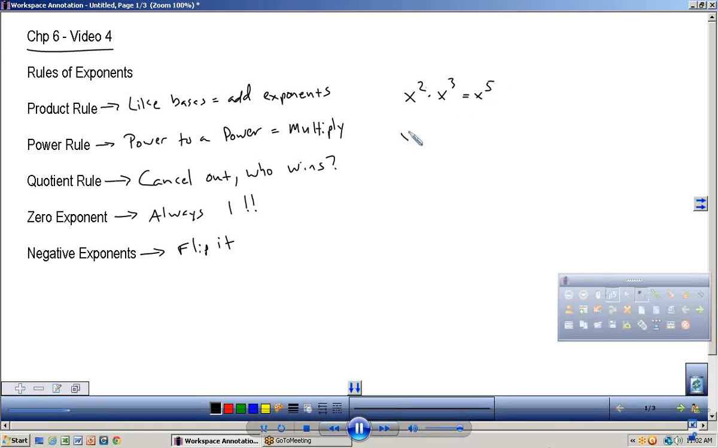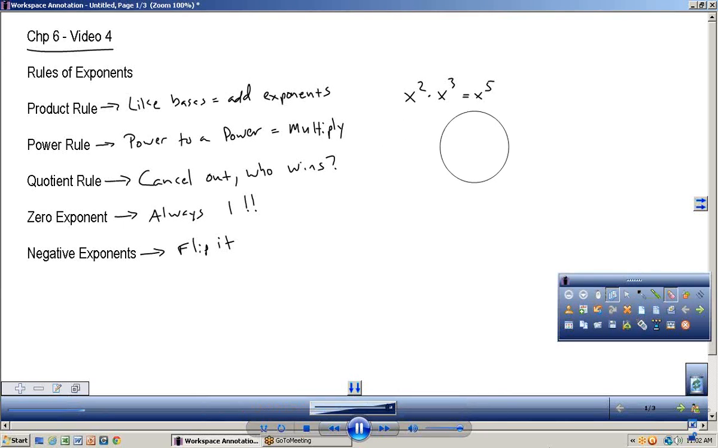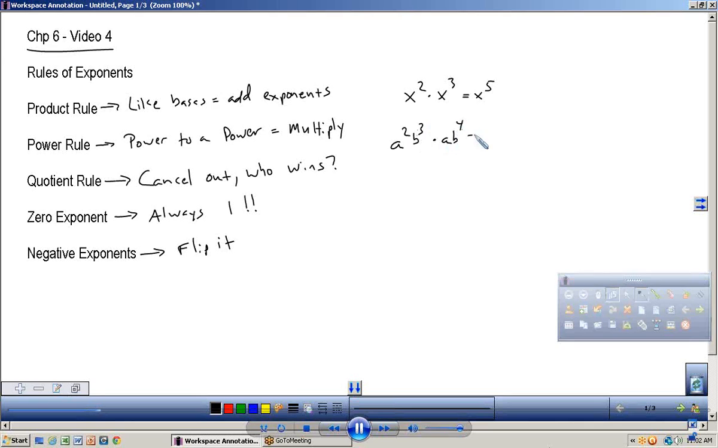Now, don't try to do x squared times y cubed and say that's xy to the 5th. It's not, because x and y are not like bases. That would be wrong. However, if you have numbers that are the same, like if I have a squared b cubed, and then multiply that times a b to the 4th, I do have like bases in there, so I'll only add the ones that are alike.